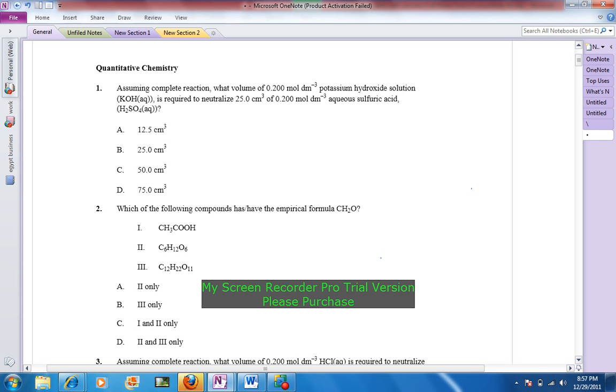These are past paper IB questions, so it'll be really good revision if you're revising for the exams, which I'm sure you are, because right now I'm revising for exams, which are in less than 2 weeks.